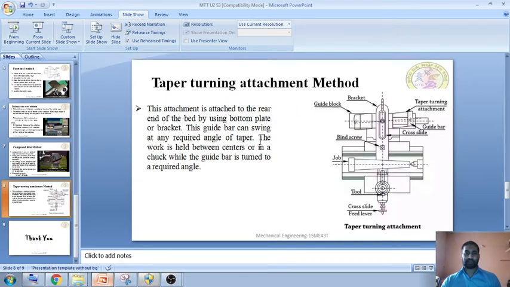So you have now clearly understood how taper turning is achieved by using the taper turning attachment.